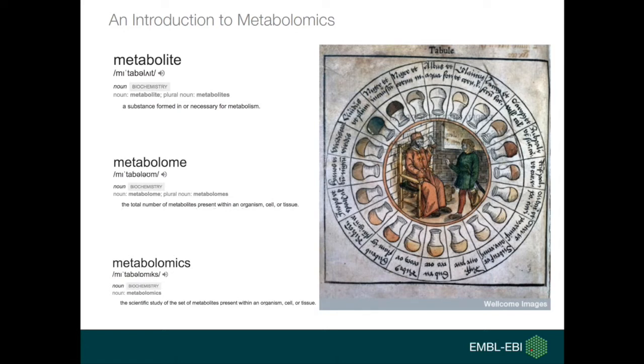So what is a metabolite? It's a substance formed in or necessary for metabolism. The metabolome, you'll be comfortable with the terms genome and proteome, so there's also metabolome. And the field is called metabolomics. It's the scientific study of the set of metabolites present within an organism, cell, or tissue.